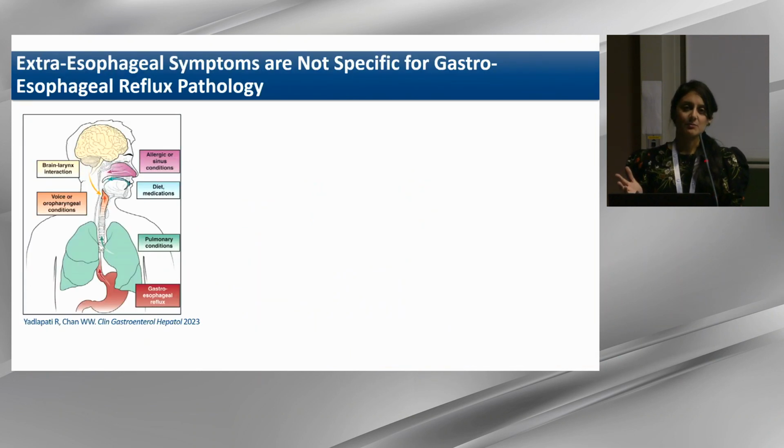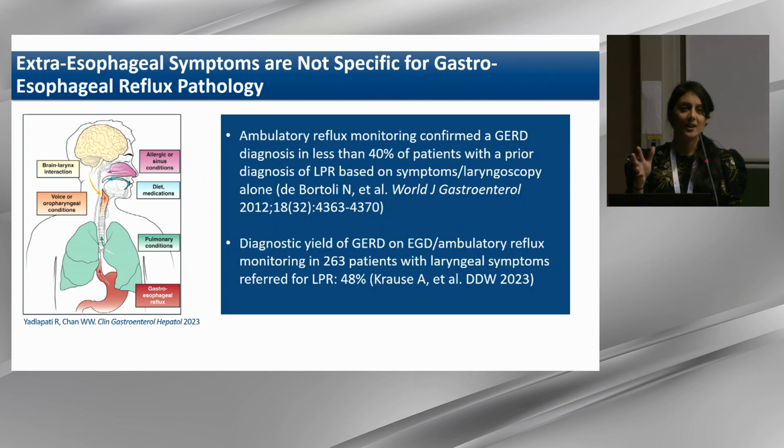Now, in terms of symptoms, extra-esophageal reflux symptoms are not specific, right? Multiple other conditions can cause these symptoms, either in a silo or in concert with reflux, including voice conditions, pulmonary conditions, and so forth. Studies have shown that if you take patients with a symptom-based diagnosis of LPR and they undergo ambulatory reflux monitoring, about 50 to 60% will not actually have abnormal reflux tests. So we are clearly over-diagnosing this condition.